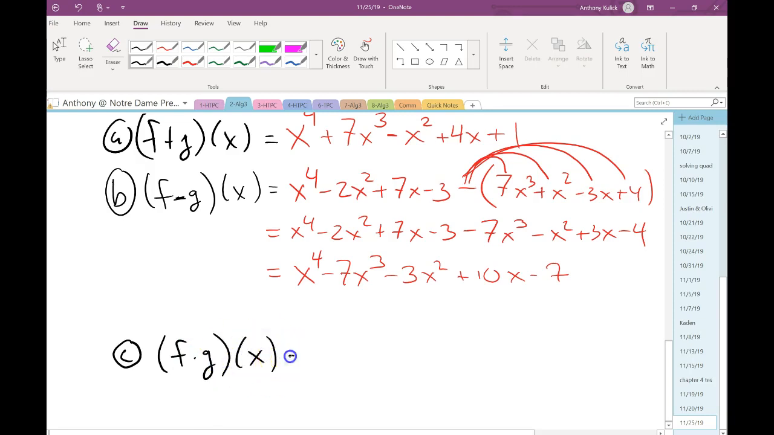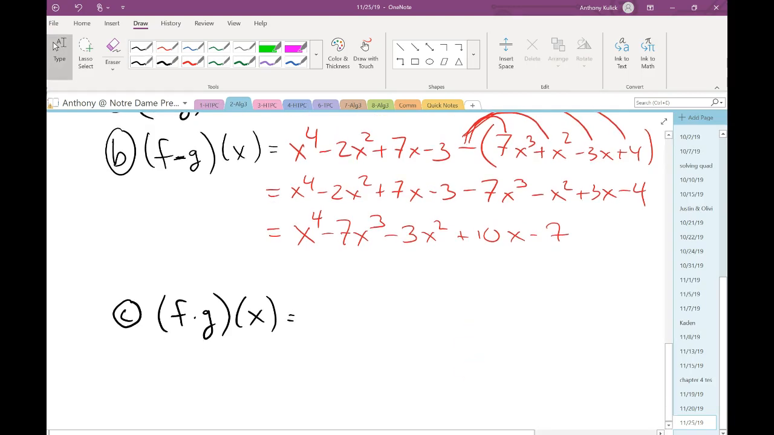What if we do f times g of x? How do I do that? Elena? Yeah, let's make the grid. Yep. So I'm going to put f of x as the top of my grid.